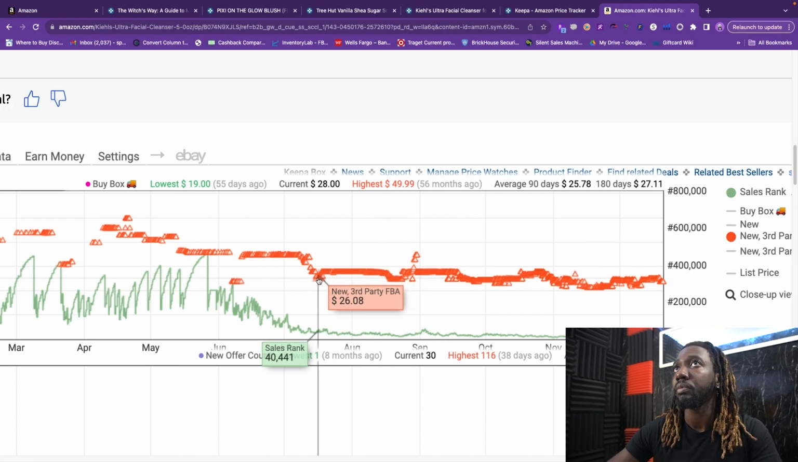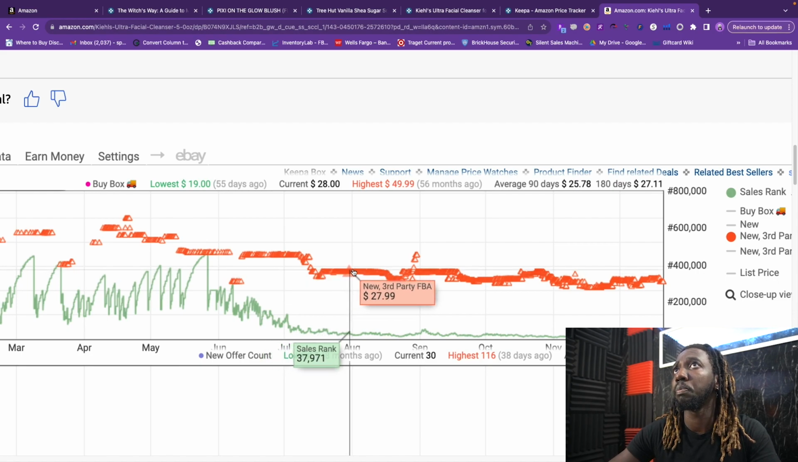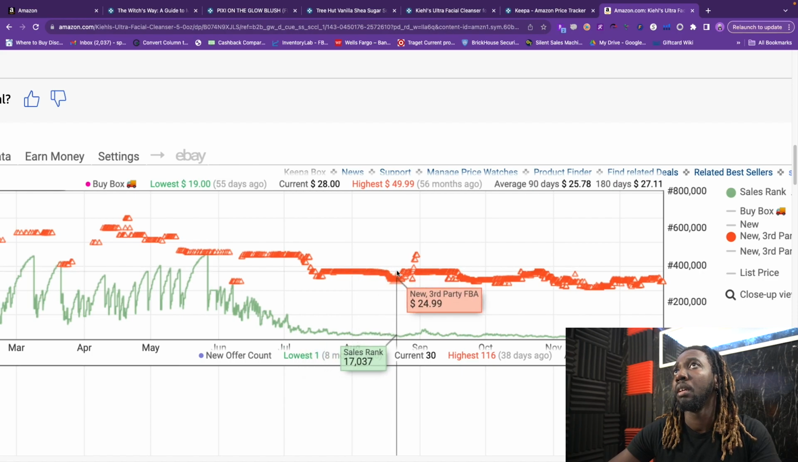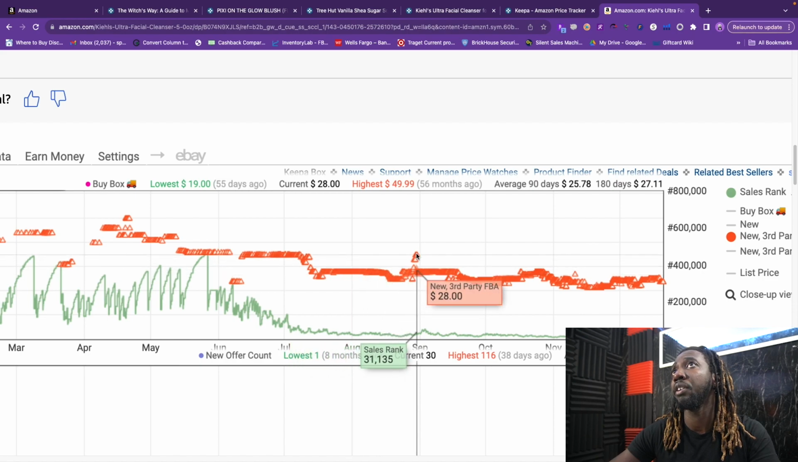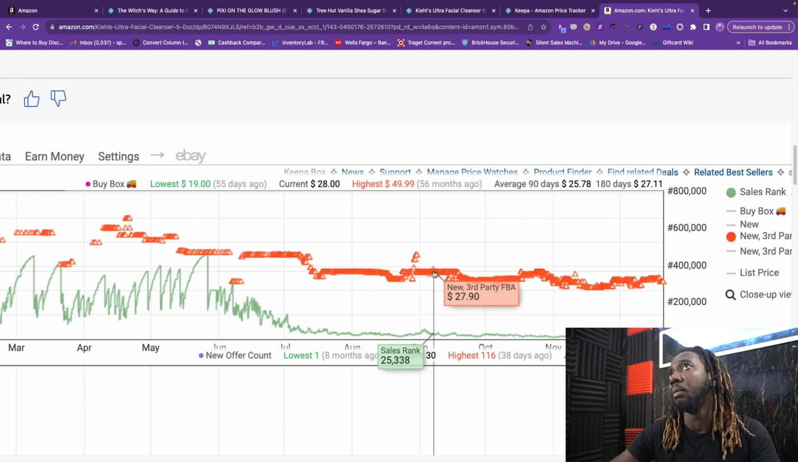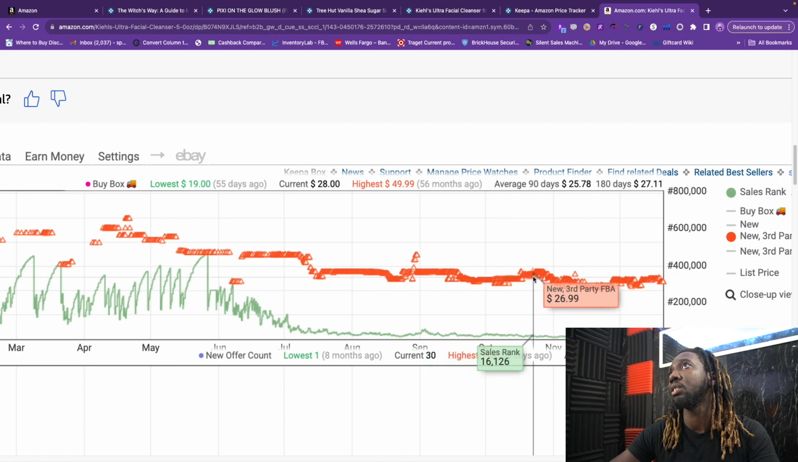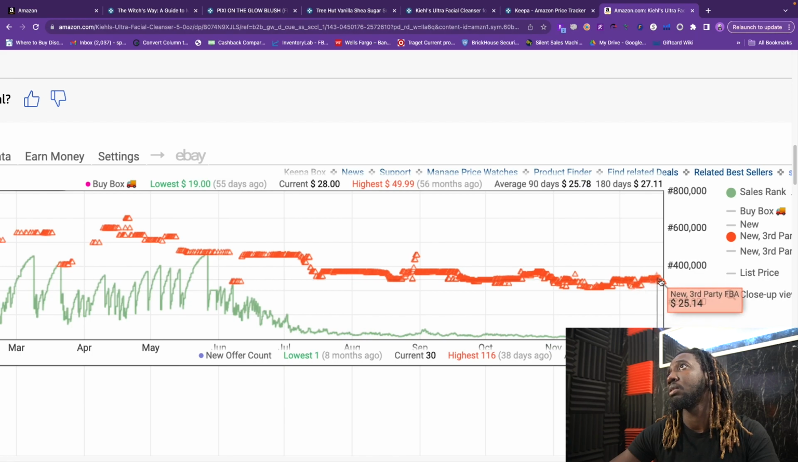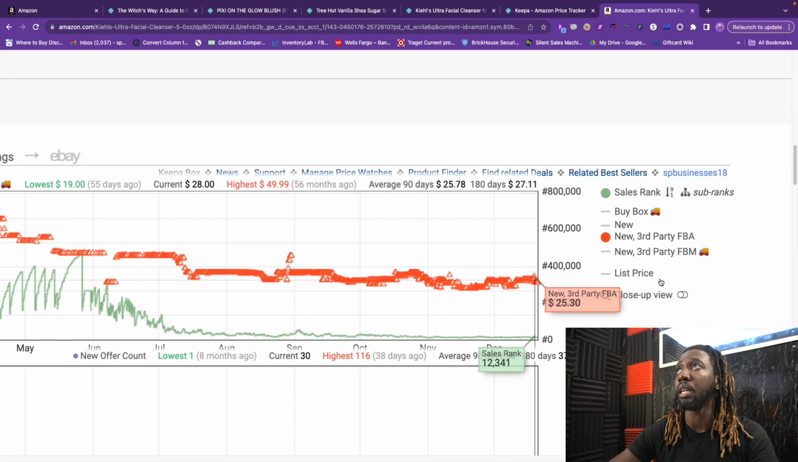So here you can see most FBA sellers for the past 6 months have been listing their prices. The vast majority, almost everybody, has been listing at about 27. You might have a few higher. They might have dropped theirs, or they might have sold out. But for the most part, the average that they're listing is about $24 to $27. And right now it's around 24, 25 FBA, right?